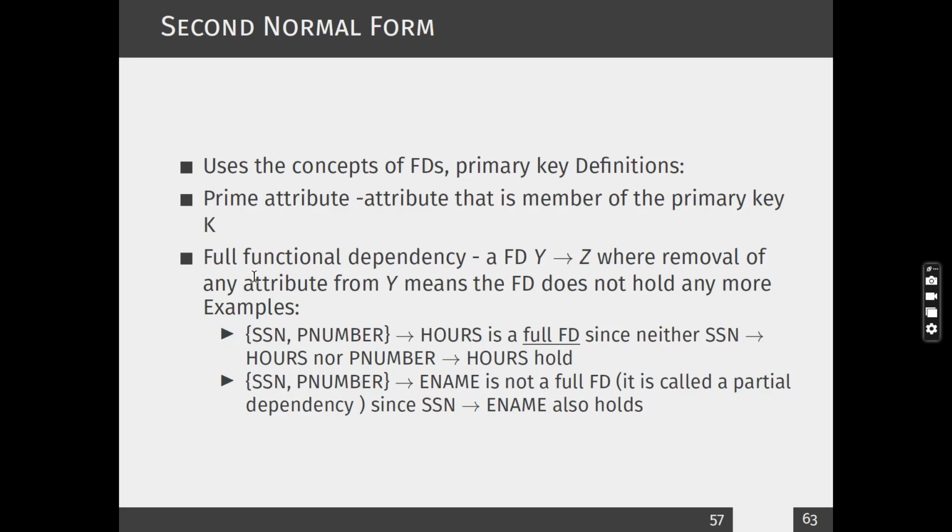Second normal form actually uses the concept of functional dependency that we have discussed. Now, what the second normal form says is that when you take a non-prime attribute, non-prime meaning the attributes that are not part of your primary key, it should fully depend on the primary key.